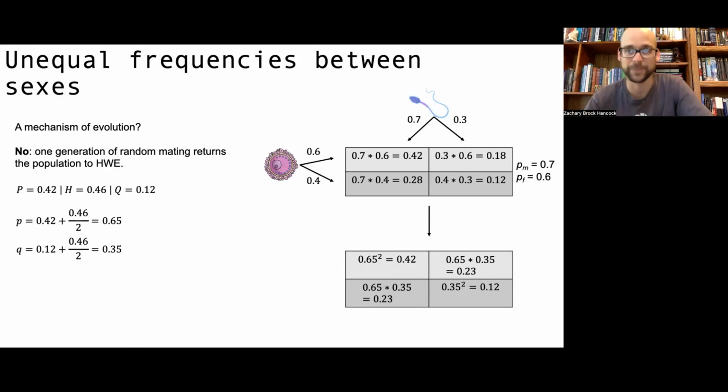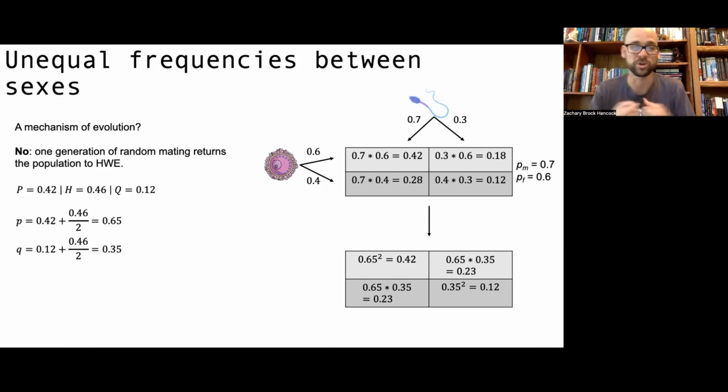So let's demonstrate that. We're just showing here the differences in the frequencies between the sexes. Again, P is 0.6 for the females and 0.7 for the males, and that leaves Q as 0.4 of the females and 0.3 for the males. We just multiply those together and write this distribution over here. So our observed capital P, this is the homozygotes, is 0.42, heterozygotes is 0.46, and the other homozygote is 0.12.